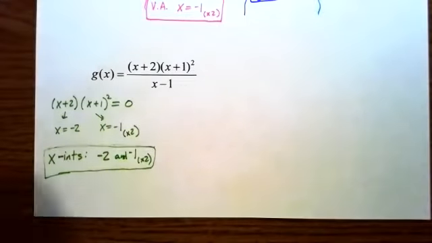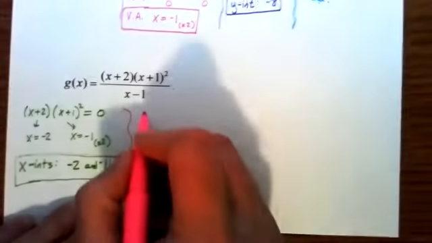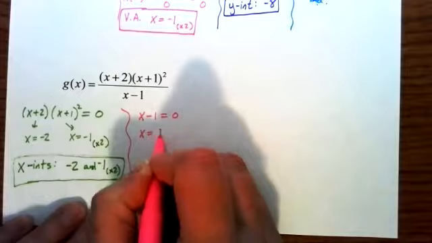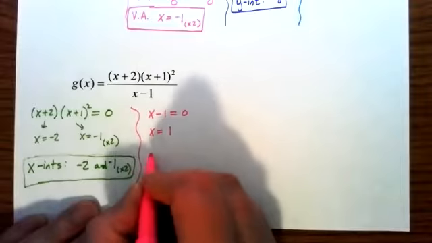Okay, so we did the numerator equals 0. Next step is denominator equals 0. So x minus 1 equals 0, and that means x equals 1. And this is a vertical asymptote.